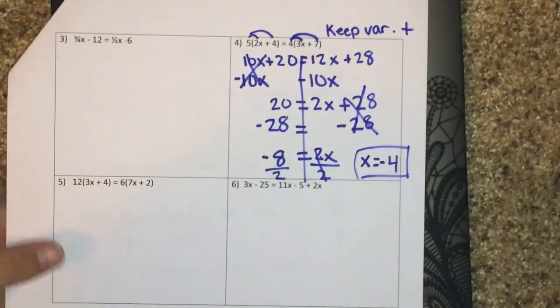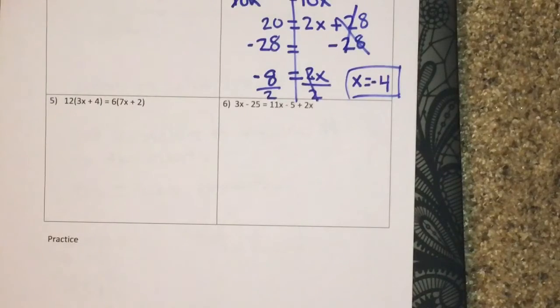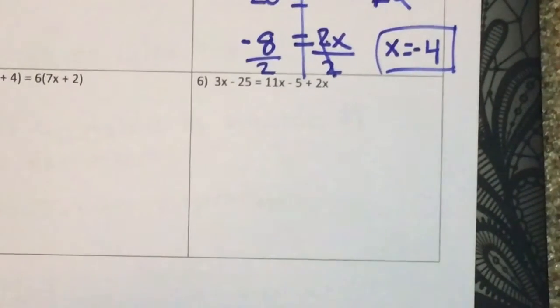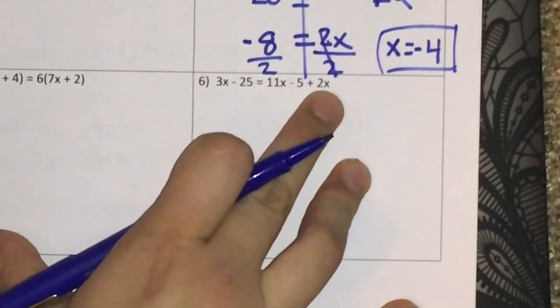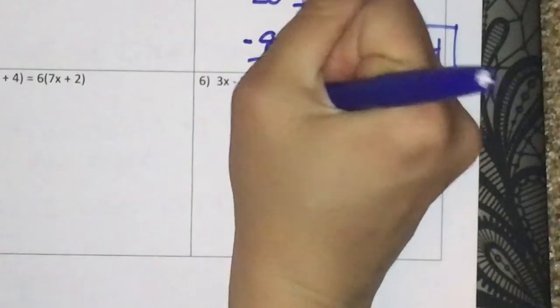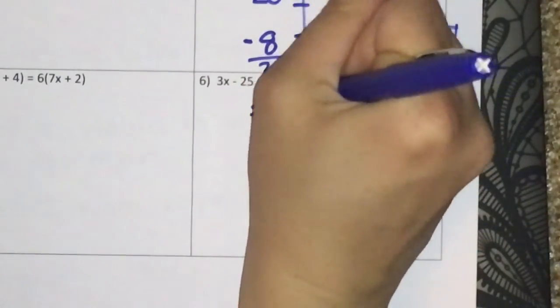Moving on to example number 6. Step 1 is to distribute, but there's no distribution here. There are no parentheses. So then we move on to step 2, which is to combine like terms on either side of my equal sign. Well, 3x and negative 25 cannot be combined, but we have 11x, negative 5, and 2x, and over here I see that 11x and 2x can be combined to get 13x.